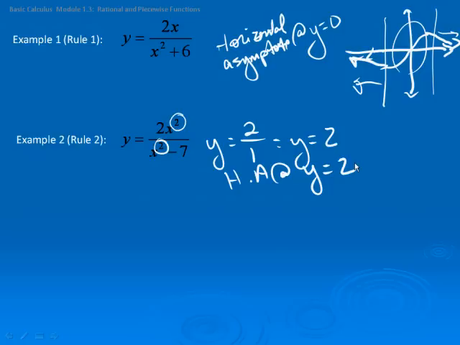In our last example, if you look, the degree of our numerator is more than the degree of the denominator, and so we would have no horizontal asymptote.